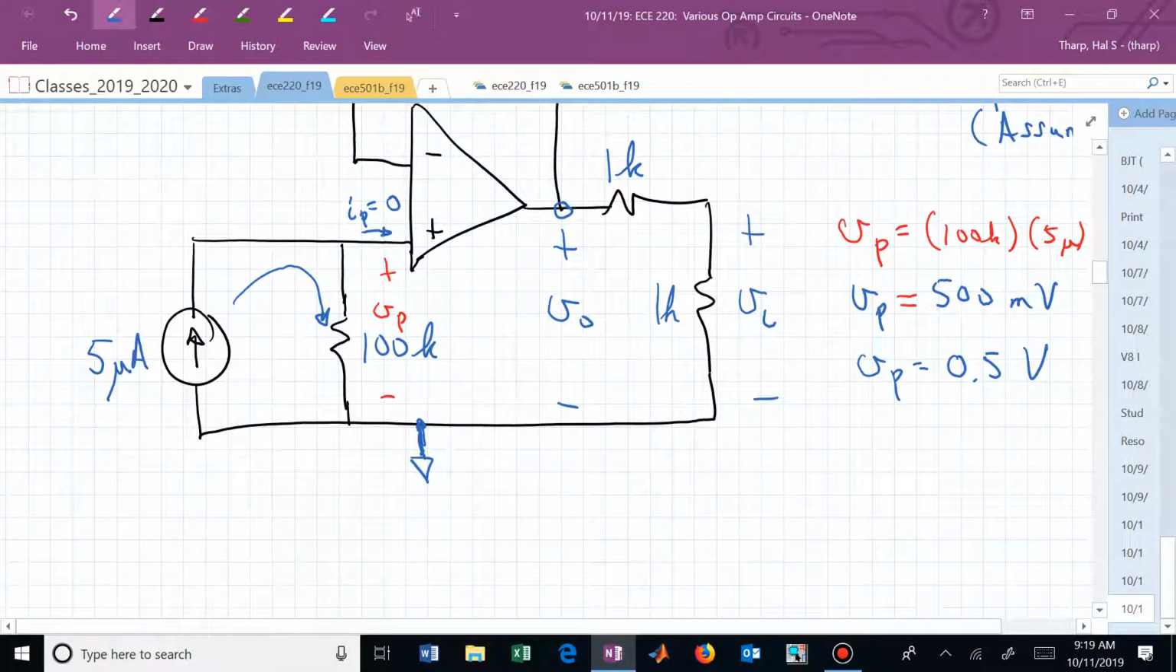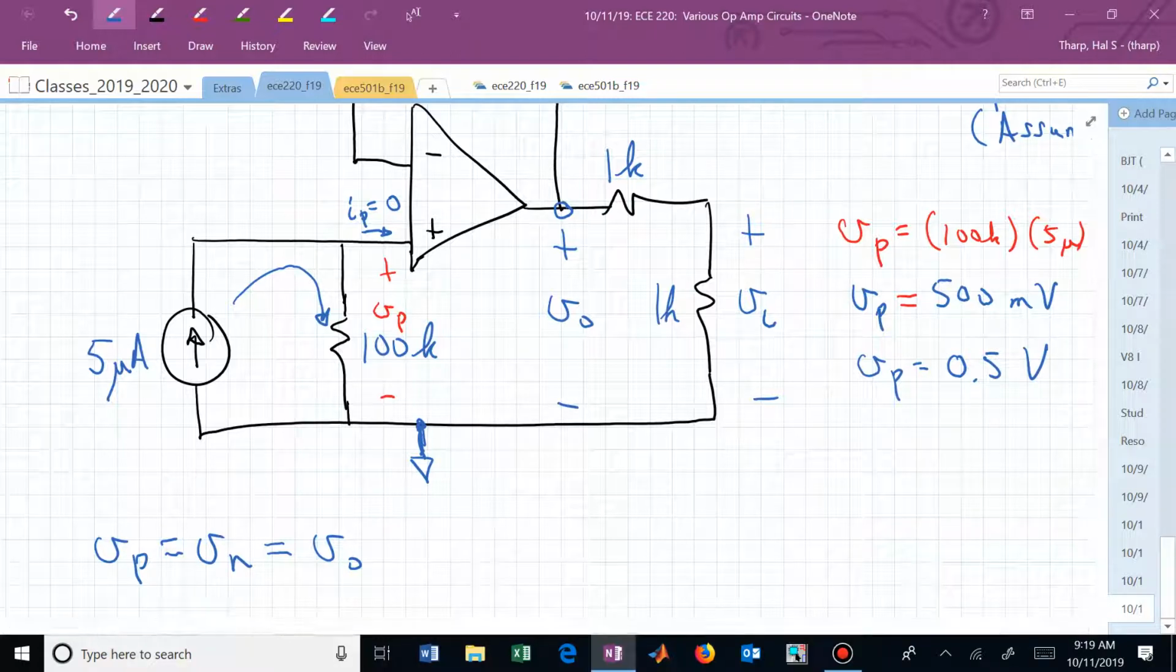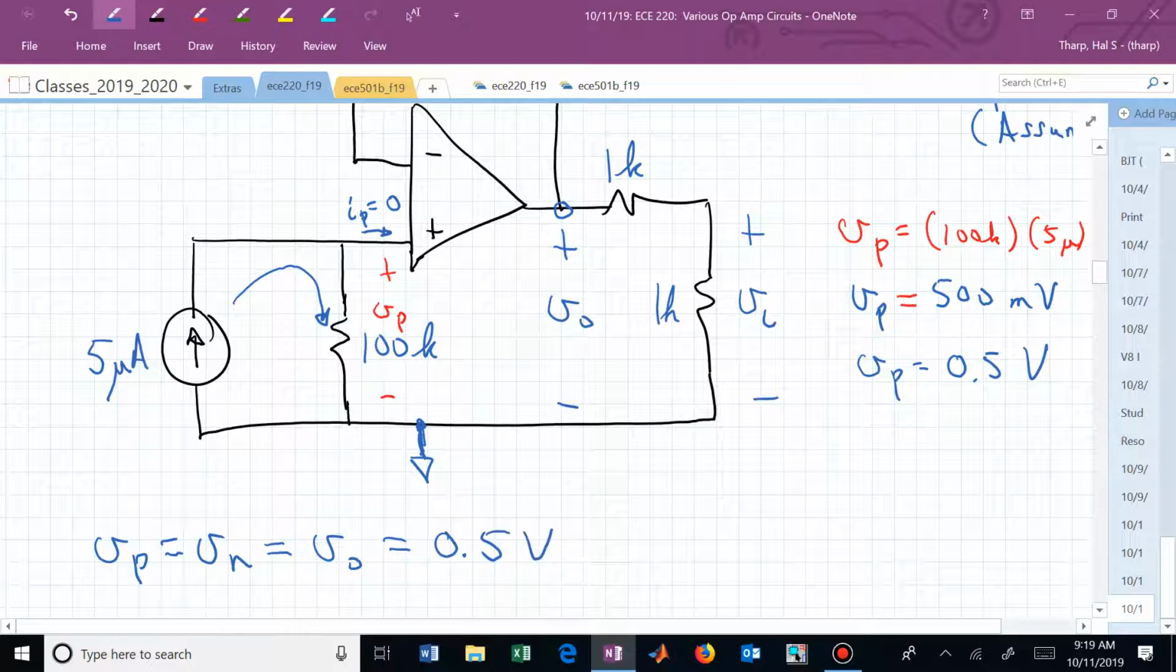We know that V sub P is equal to V sub N by negative feedback. V sub N is equal to V sub O because it's connected with the wire. R sub F in this case is 0. And we just computed that to be 0.5 volts.